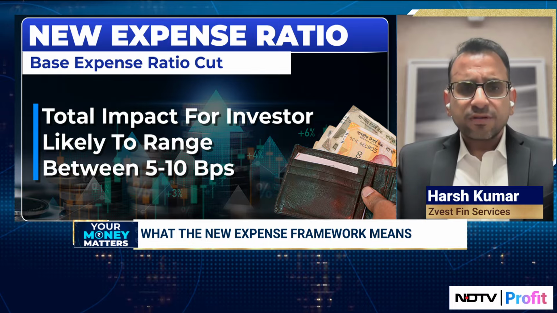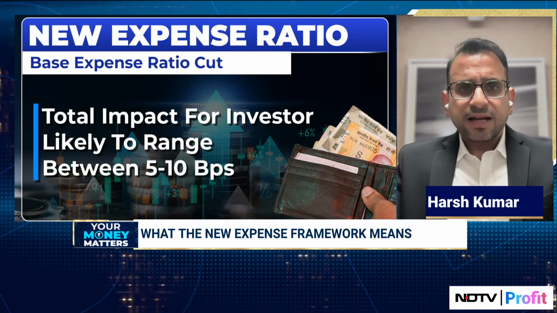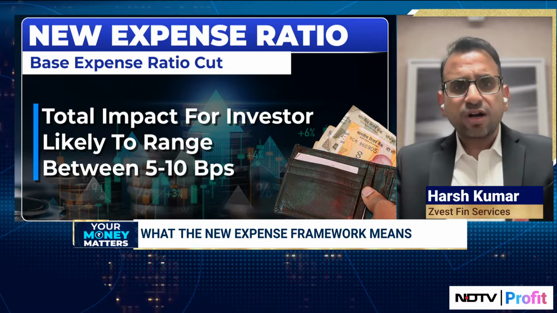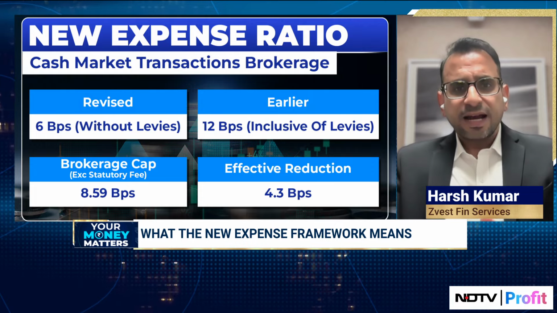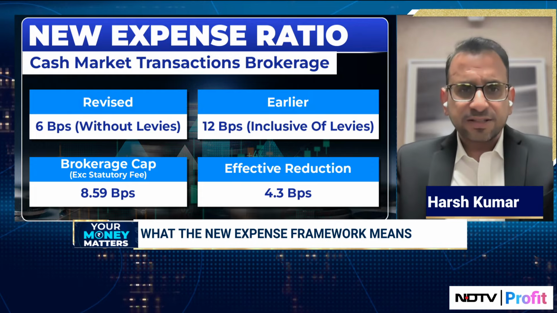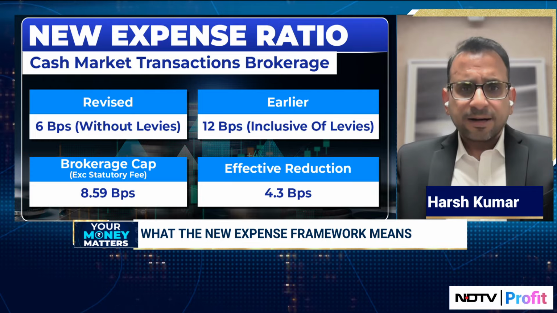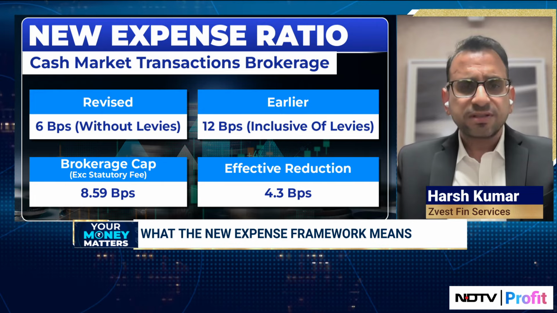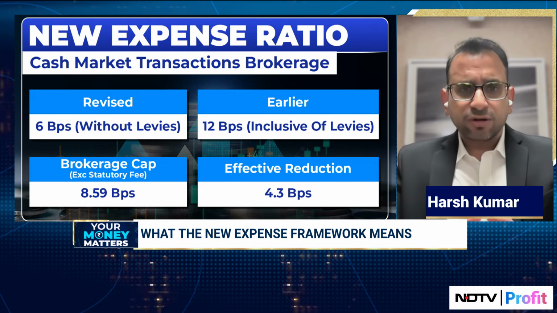Second thing, the circular very clearly explains that the number actually being paid was not 12 but 8.59, and now that 8.59 has become 6. So my sense is that that is the reduction, but like you mentioned, it is much better than the scenario earlier. Now let's see the impact of this.